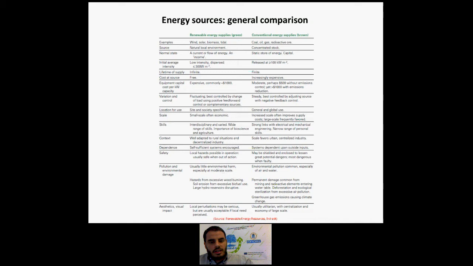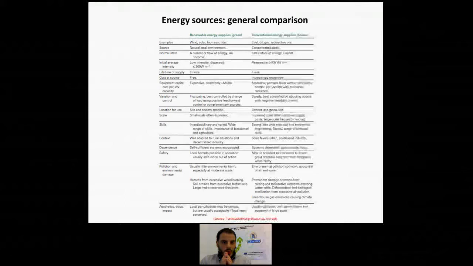Renewable energies are considered infinite, while conventional energies are finite. So the cost at source for renewable energies should be considered free, while in the case of conventional, it is increasingly expensive. We should also consider the cost of the equipment, which is currently higher in the case of renewable energies. But if we consider the reduction of emissions, it may not be that clear.